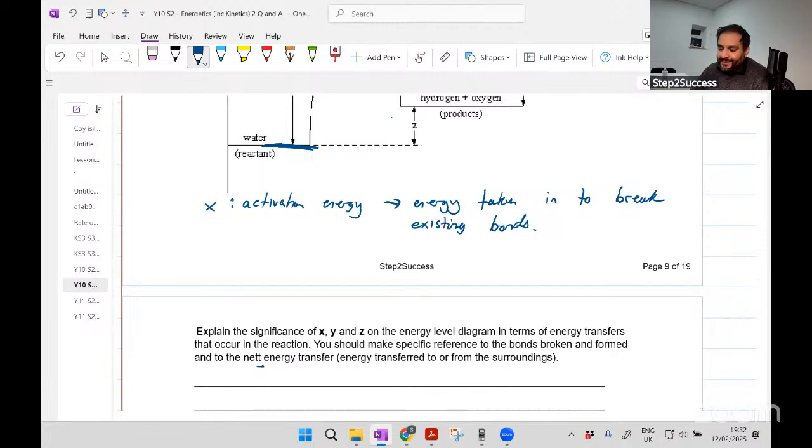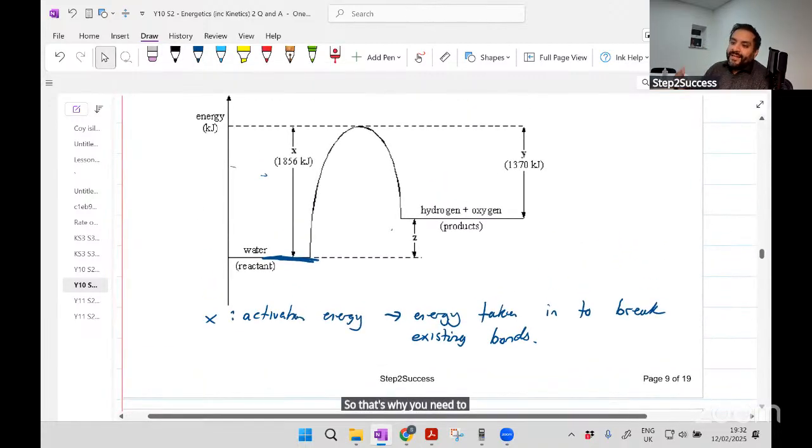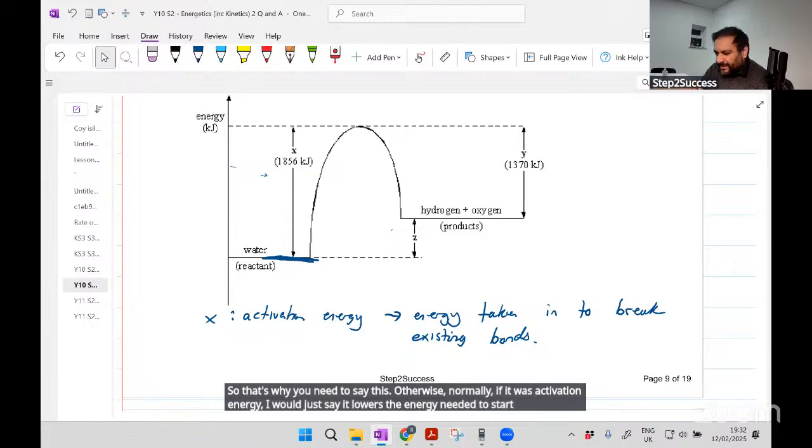Okay, that's what that is. So that's how you need to answer, because the question specifically says referring to bonds broken and formed, you obviously have to do what it says. So that's why you need to say this. Otherwise, normally, if it was activation energy, I would just say it's the energy needed to start the reaction off. But you've got to be very specific about breaking the bonds here.